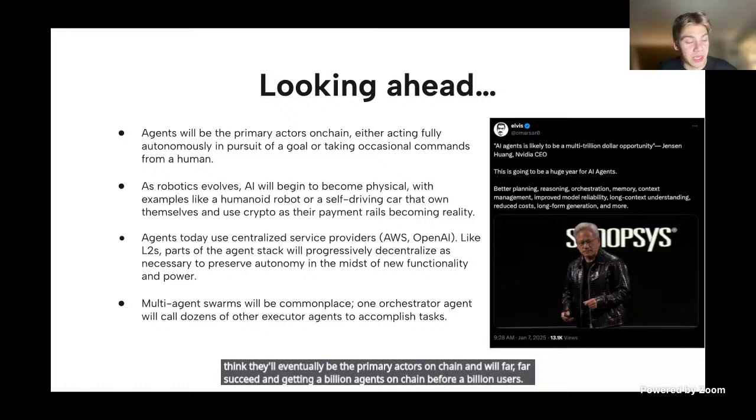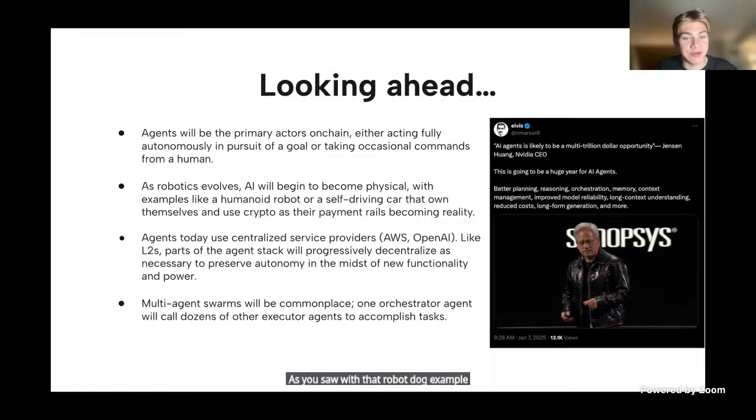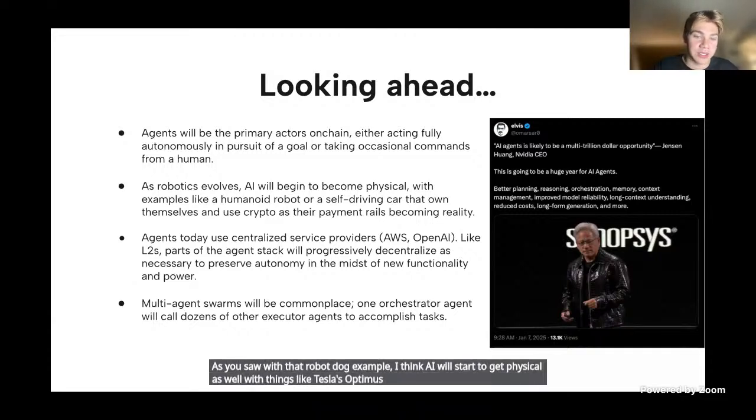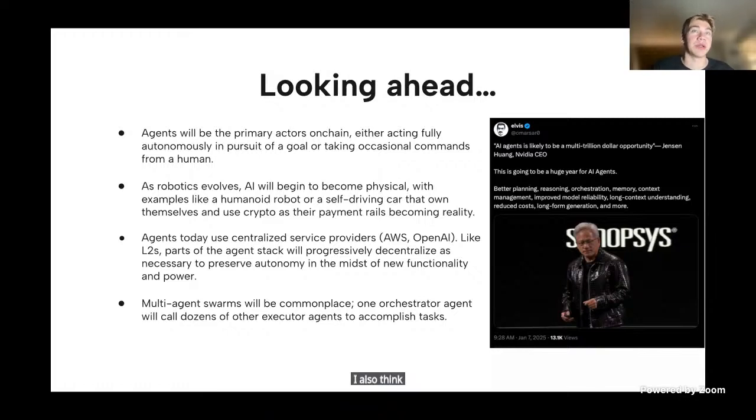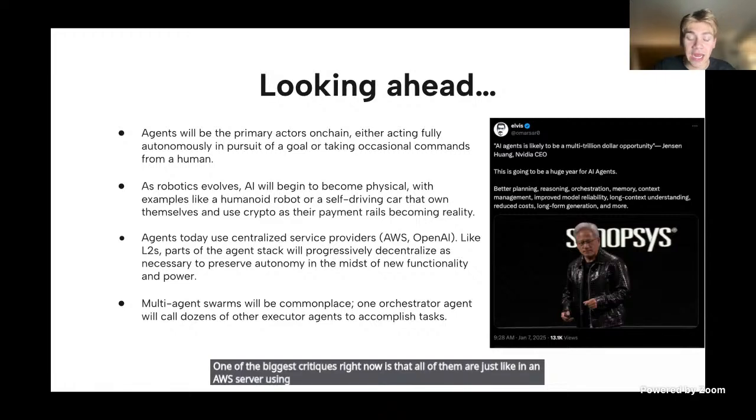As you saw with that robot dog example, I think AI will start to get physical as well, with things like Tesla's Optimus and all sorts of other robotics starting to come to life. I also think we'll see the trend of agents starting to progressively decentralize. One of the biggest critiques right now is that all of them are just in an AWS server using OpenAI, and that either one of those services could shut them down at any given point.